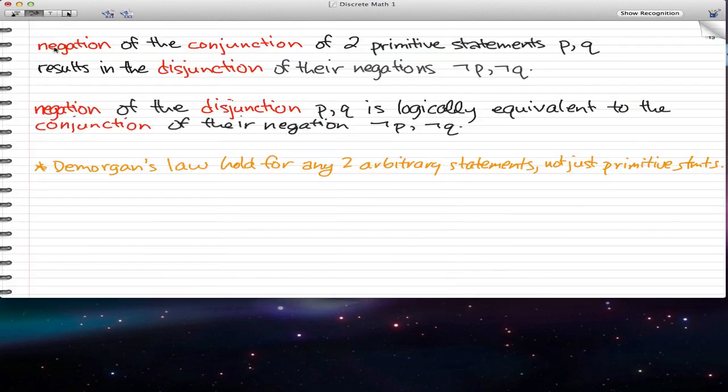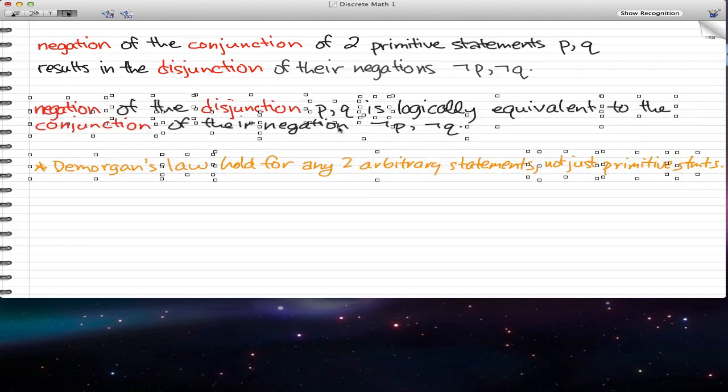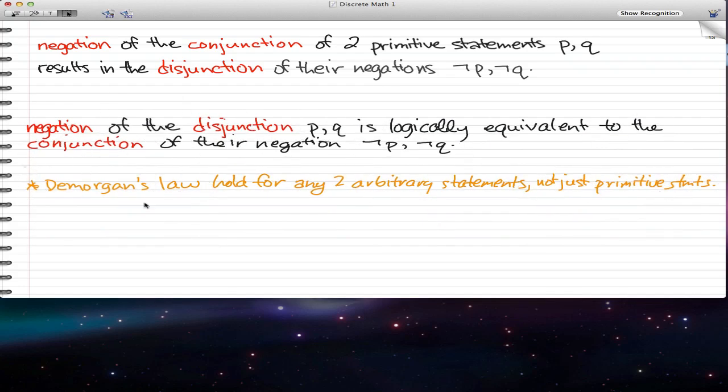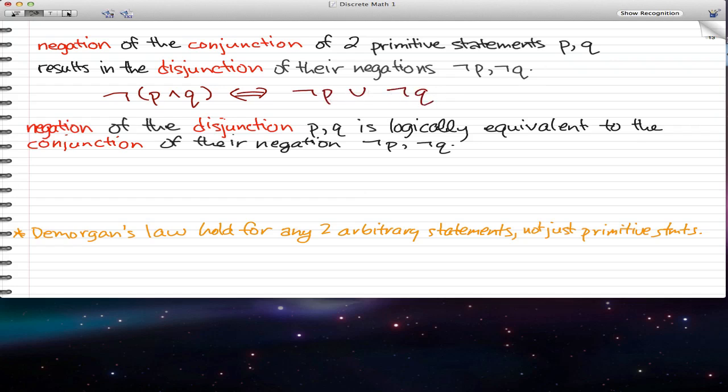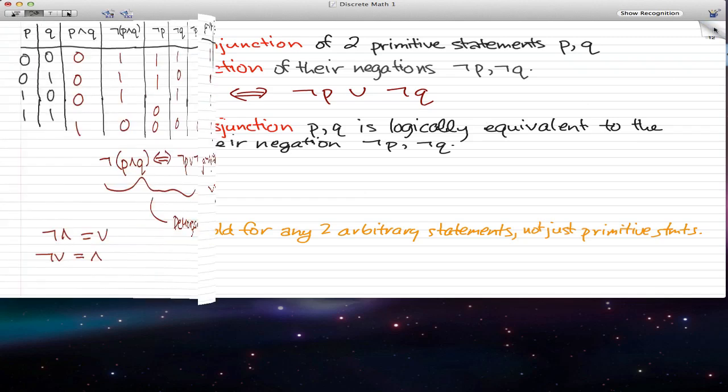Let's go on to what I copied. So the negation of the conjunction of two primitive statements P and Q results in the disjunction of their negations, negated P and negated Q. I copied this from my book, so all they meant to say here is that the negation of P and Q is logically equivalent to negated P or negated Q. So that's the result that we had on the previous page.